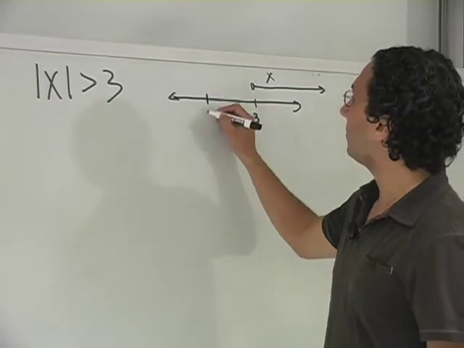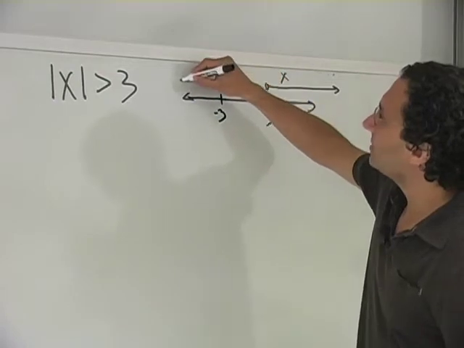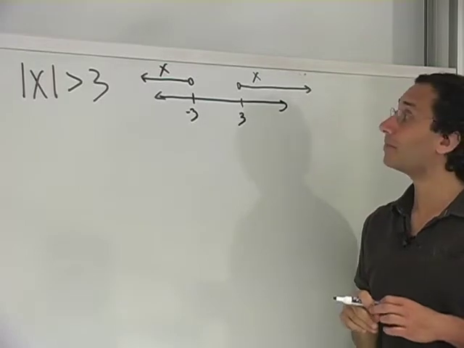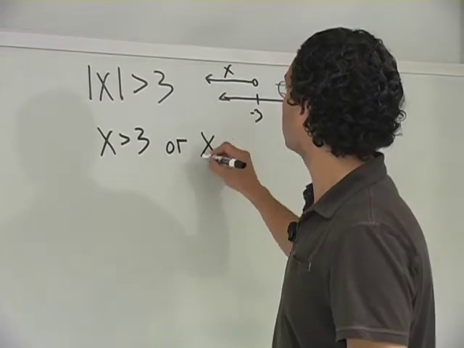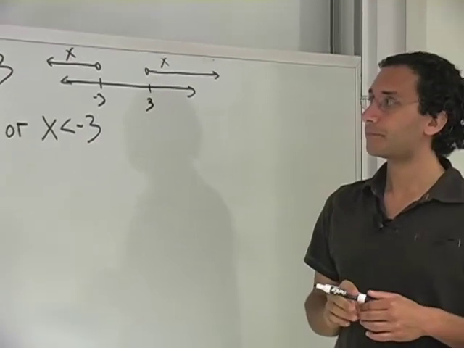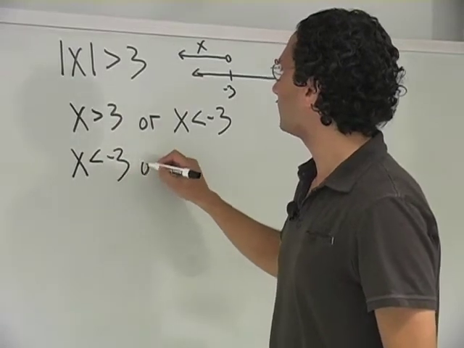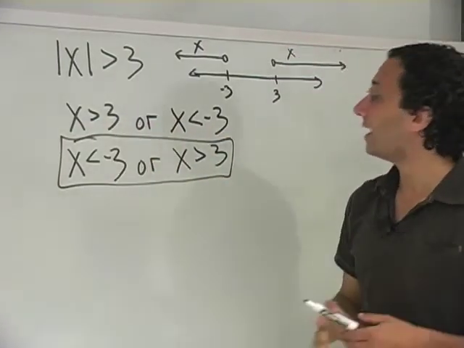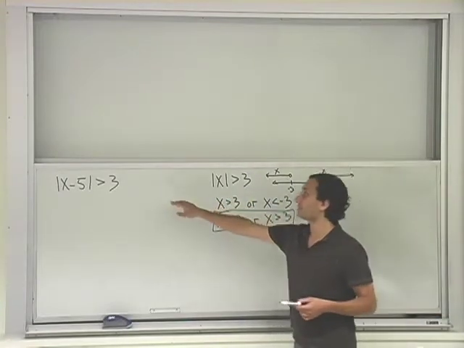So what would that look like in our picture? Well, any of these guys would then also work for x. So this tells us that x could be bigger than 3, or x could be less than negative 3. And this is totally correct, but typically I like to write my smaller numbers first. So x is less than negative 3, or x is bigger than 3. So this tells us exactly how to solve this type of problem.